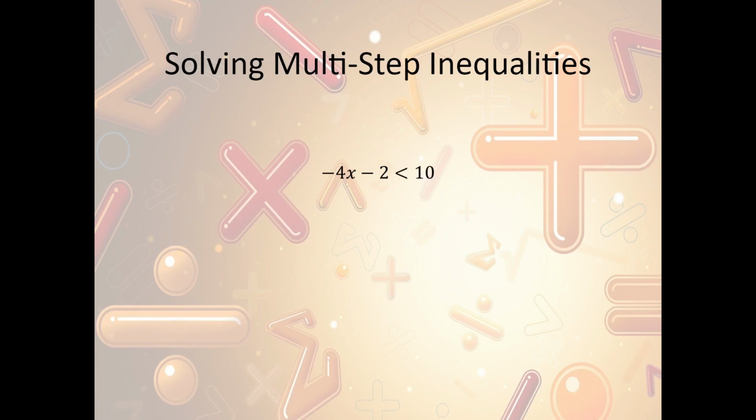Now what about this one? We got negative 4x minus 2 is less than 10. So we're going to do the same thing. We're going to treat it like an equal sign and add 2 to both sides. And we're left with negative 4x is less than 10 plus 2 is 12.